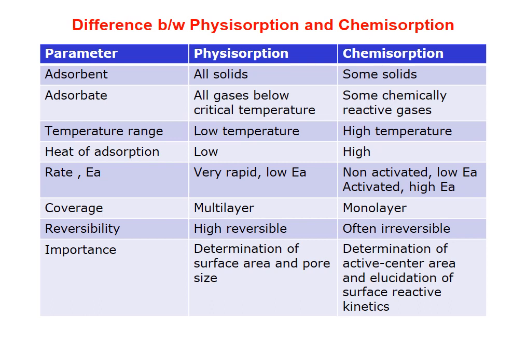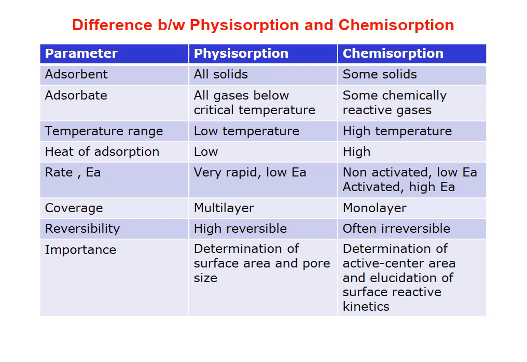Similarly, adsorption is divided into two types, that is physisorption and chemisorption. Basically all solids undergo the physisorption process, whereas only some solids undergo the chemisorption process. In temperature ranges, physisorption takes place at low temperature, whereas chemisorption takes place at high temperatures. Even in heat of adsorption, physisorption has a low heat of adsorption, whereas chemisorption has a high heat of adsorption. These are important parameters that we have to see here. Likewise we will have reversibility, coverage, rate, everything we will compare here.